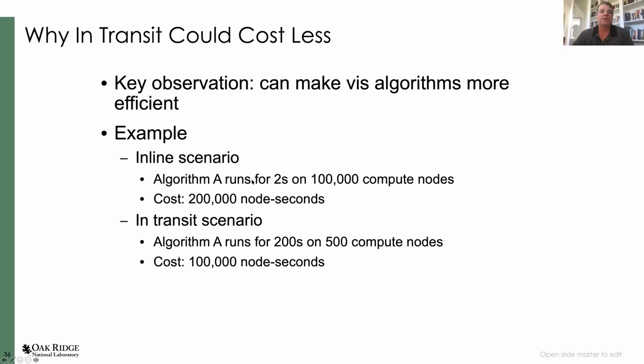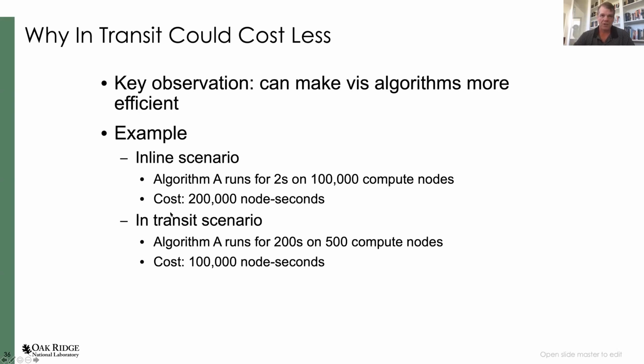Here's an example on inline. Let's say that we're running a large simulation on 100,000 compute nodes, and an algorithm runs for 2 seconds. Then the cost of that visualization is 200,000 node seconds. But if we can compute the same thing on 500 nodes and it takes 200 seconds, then our cost is halved. It's down to 100,000 node seconds.